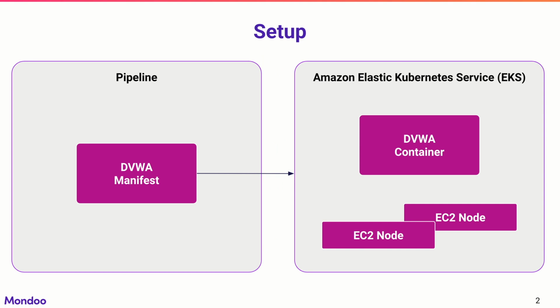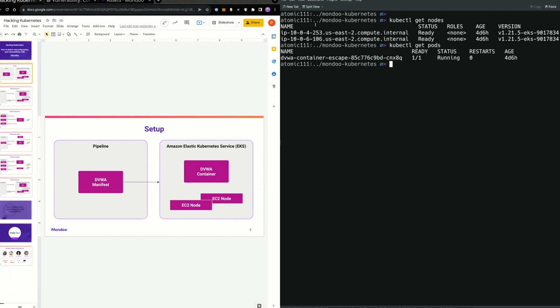For this, I have started up a Kubernetes cluster in AWS. This cluster consists of two EC2 instances running the Kubernetes cluster. Furthermore, I wrote a Kubernetes manifest that contains the Damn Vulnerable Web Application deployment. The Damn Vulnerable Web Application is just an example. It could be any other web application that contains vulnerabilities. As you can see, here are the two EC2 instances that are running the Kubernetes cluster. And you also see the pod that is running the Damn Vulnerable Web Application.